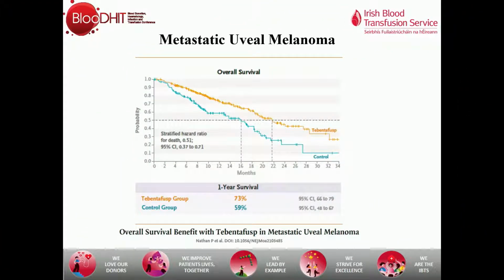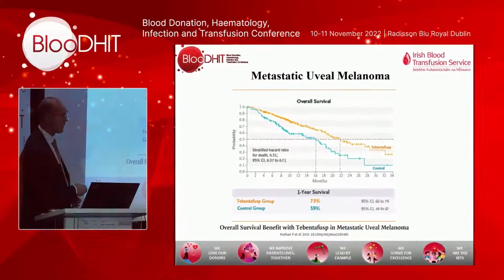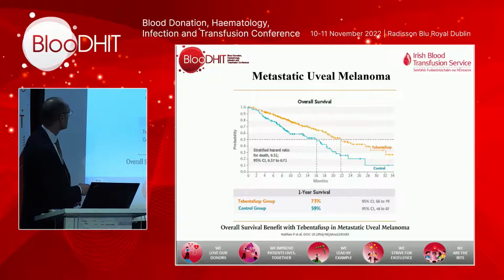In terms of the actual clinical study, what we can see is that with the tebentafusp group, the 1-year survival is 73% as opposed to the control group, who were on one of 3 different medications, whereas at 59%. So if we look at even at 24 months, you have about a 20% survival in the control group and a 40% with the tebentafusp group.